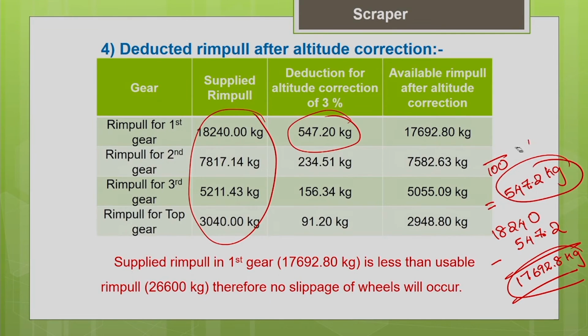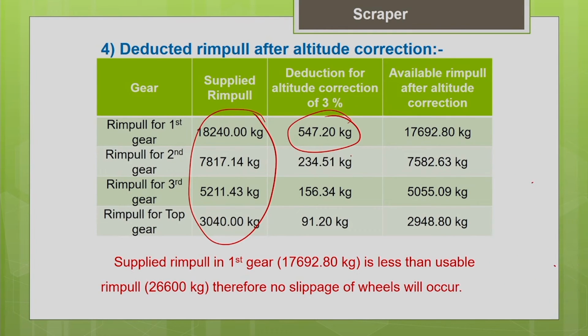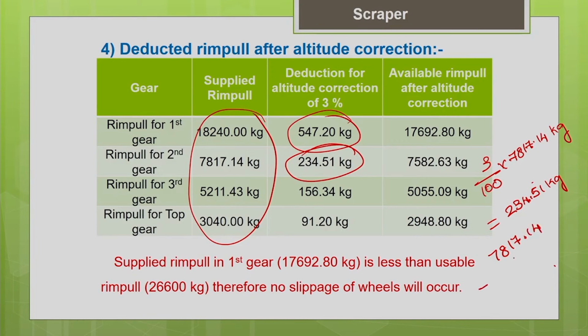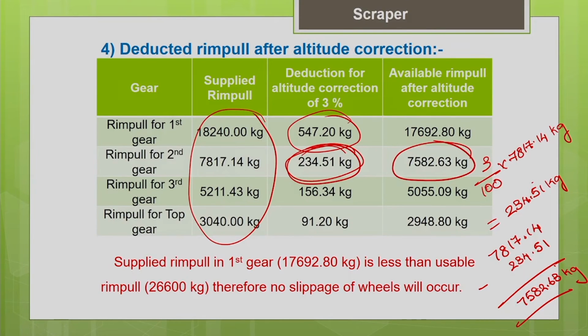Similarly, do it for the second gear. Second gear, it is going to be 3% of 7,817.14 kg. This gives me the value as 234.51 kg. Now, you are going to subtract this from this, 7,817.14 minus 234.51 kg. This gives me the value as 7,582.63 kg. So, I have deducted the rim pull according to the altitude. This is the available rim pull for the second gear after the altitude correction. Similarly, do it for the third gear and the top gear.